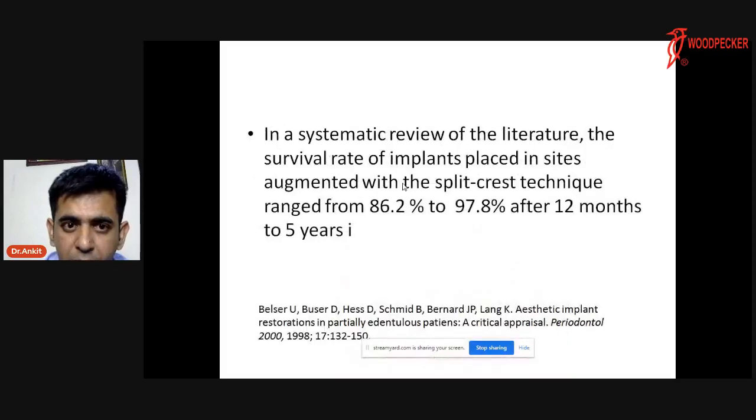Okay, let's see them. Boozer is a very renowned implantologist. He says that the survival rate of implants placed in sites augmented with the split crest technique ranges from 86 to 97%. That is, 86 to 97% survive after 12 months to 5 years, right? So in such cases, it is very imperative that we use the ridge split technique in comparison to the GBR technique, right?